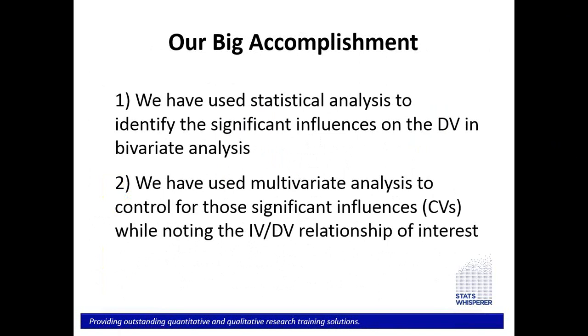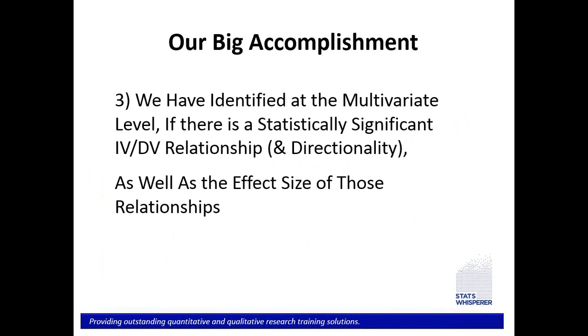So our accomplishment is, first, we used statistical analysis to identify the significant influences on the dependent variable in bivariate analysis: what predicts being happy at a significant level. Then we used multivariate analysis to control for the significant influences while noting the independent and dependent variable relationship of interest. Then we identified at the multivariate level if there's a significant independent-dependent variable relationship, with the directionality and the effect size. So we did quite a bit.